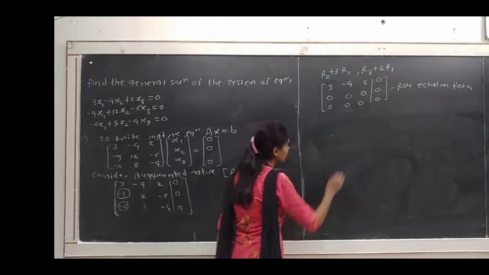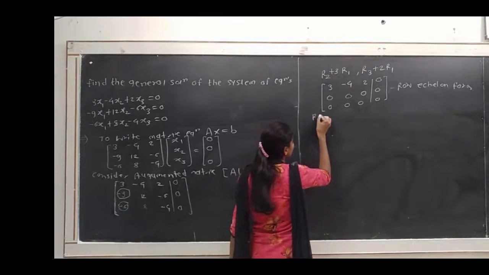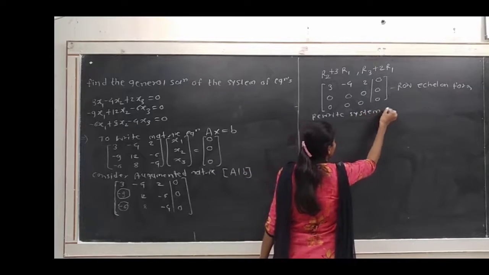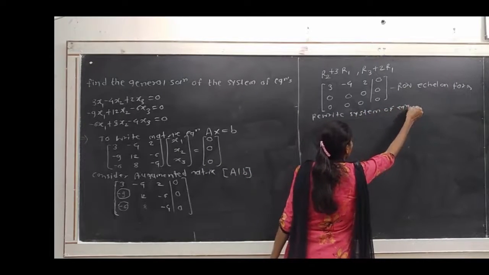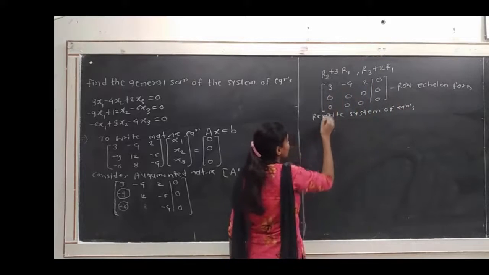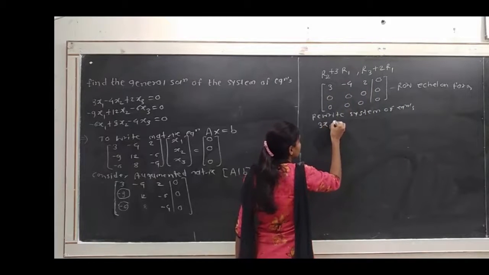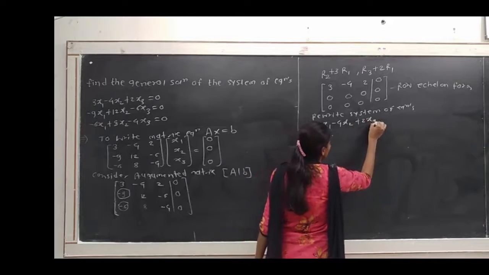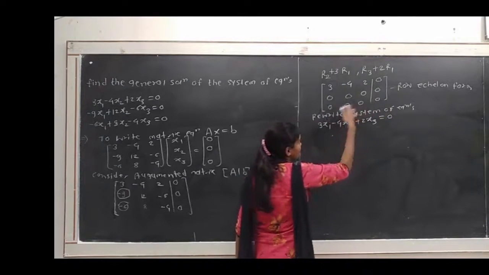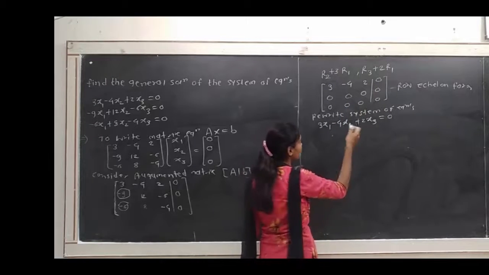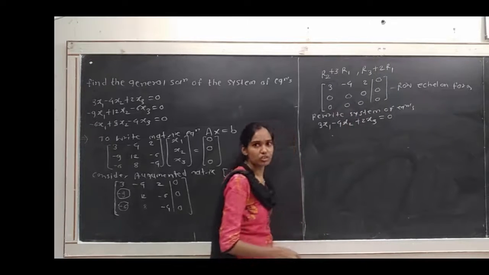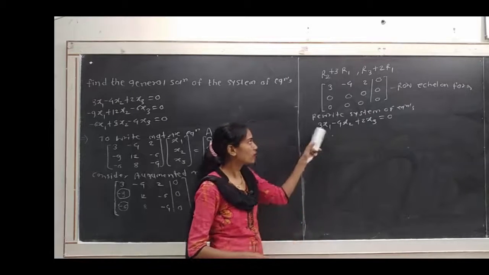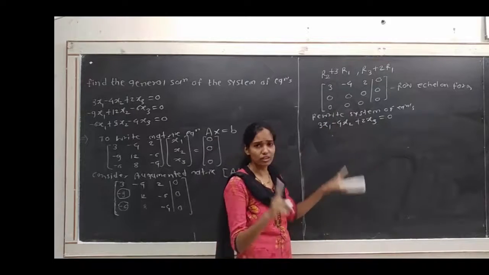Okay, by rewriting the system of equations, we get 3x1 minus 4x2 plus 2x3 is equal to 0. The second and third rows will be 0, so these equations will be 0. That is, 0x1, 0x3 is equal to 0, so 0 is equal to 0. Using this, we get only one equation.